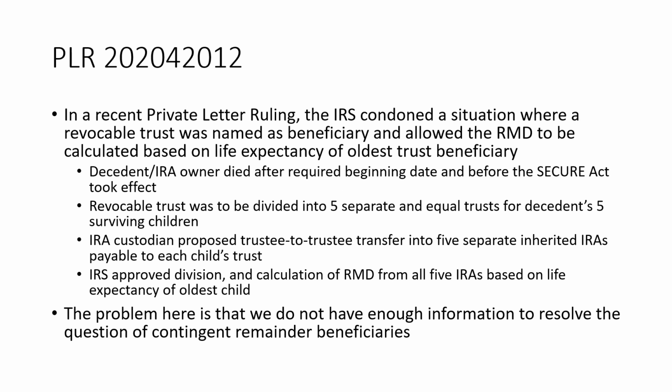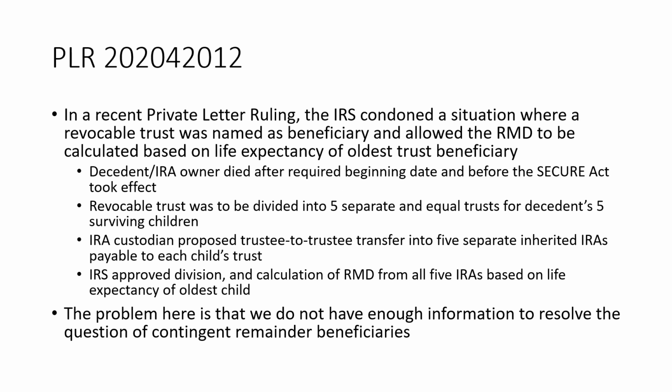the remainder beneficiaries of those 5 equal trusts for the children were, nor do we know whether those were structured as conduit or accumulation trusts, or what the powers of appointment were, or anything like that. And we'll get into why that's important in a minute. But the big picture is that the IRS did approve the division here and allowed for a calculation of the RMD for all these trust shares based on the life expectancy of the oldest child.